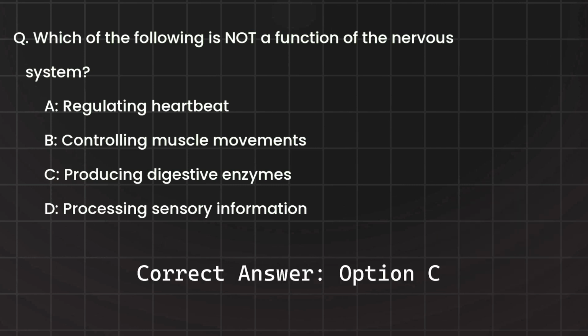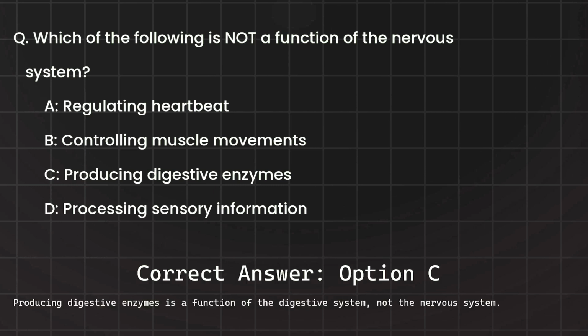The correct answer is option C, which is producing digestive enzymes. Producing digestive enzymes is a function of the digestive system, not the nervous system.